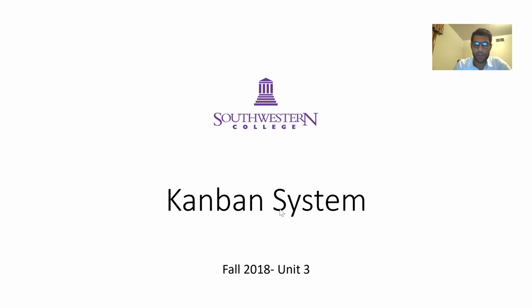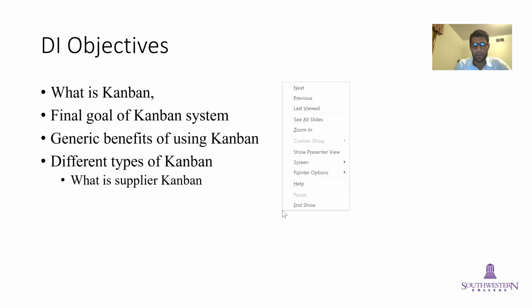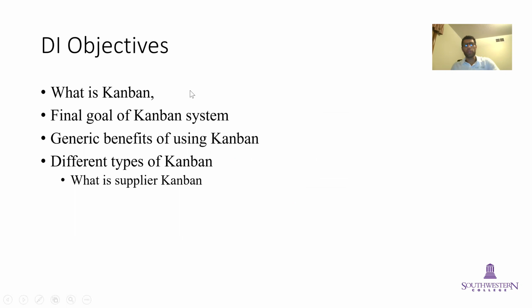Let's just start with the objectives of this direct instruction. We'll briefly talk about what a Kanban system is. What's the goal of Kanban systems? And then we'll talk a little bit about the generic benefits of using Kanban systems. And then I'll talk about different types of Kanban, and specifically, we'll probably speak a little bit more about the supplier Kanbans.